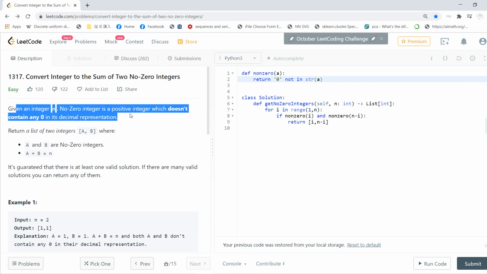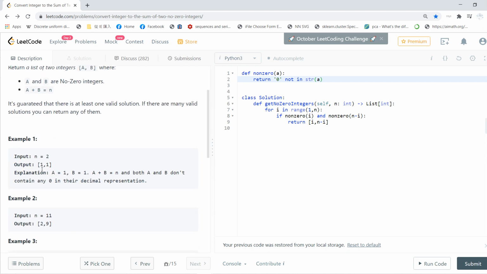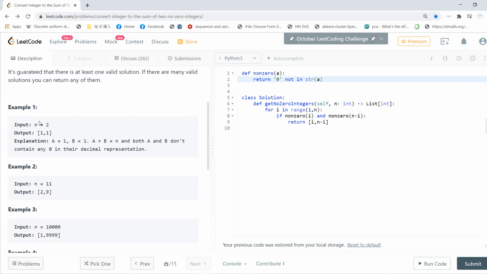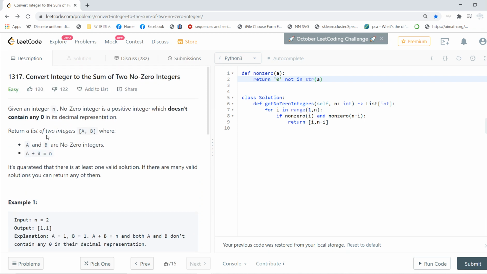Okay. So given an integer n, a no-zero integer is just a positive integer which does not contain any zero in its decimal representation. So a and b are no-zero integers, and a plus b is n. Basically, given n, we need to find a and b which do not contain zero. So it's obvious that there should be many possible answers, right? Usually, you can find more than one answer.